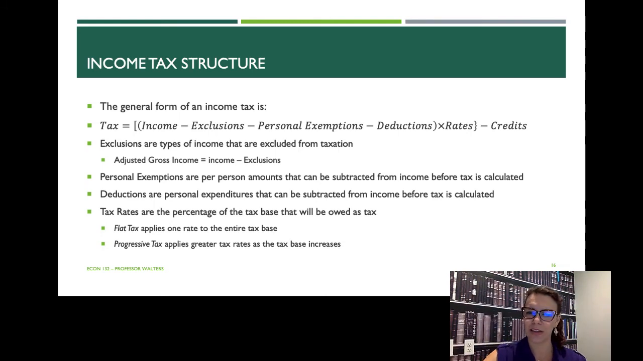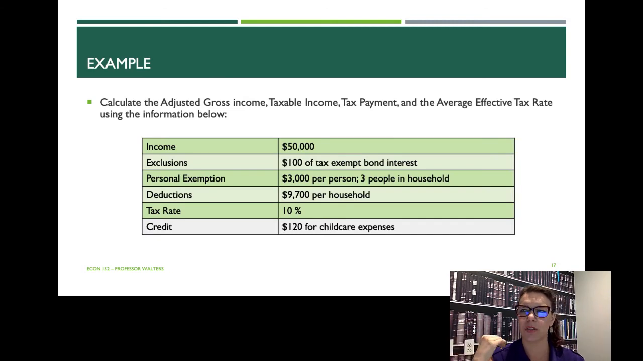And so what would that look like? Kind of is confusing, so we'll do an example. Here we have an income of $50,000, and that's a person's annual income. And then we want to exclude some of it. What we're going to do is exclude $100 worth of bond interest.